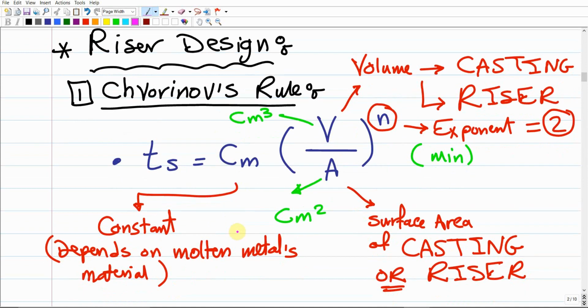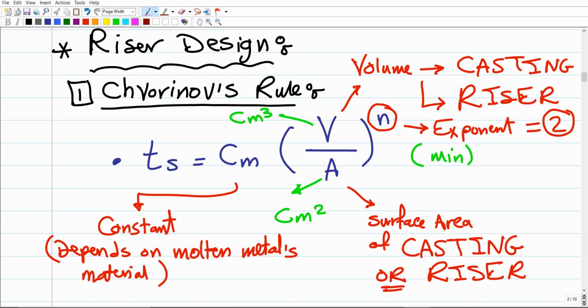Chvorinov's method depends on considering the ratio or the difference between the solidification time needed for complete solidification of the casting and the solidification time needed for complete solidification of the riser itself. In general, the solidification time, according to Chvorinov's method, equals a constant Cm, where this constant depends on the molten metal material. If it is made of steel, it will have one value. If it is a different material, it will have a different value.